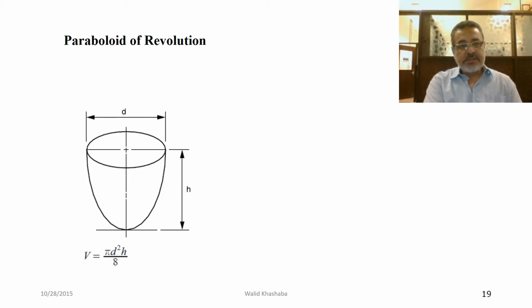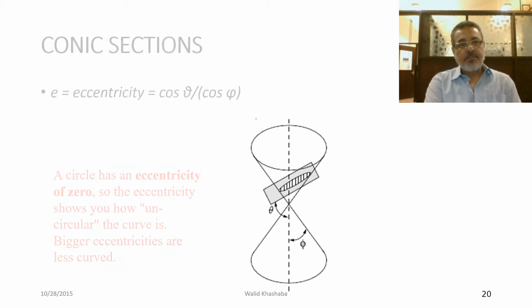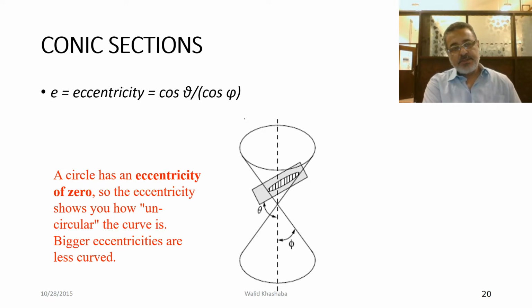Paraboloid of revolution. Do you remember the parabola? If I rotate this parabola about the vertical axis, it will form this figure, this paraboloid of revolution, and it has a volume, as you can see, which is pi d squared times height over 8. D is the diameter of the circle formed by rotation. Anyway, let's go back to the conic section.